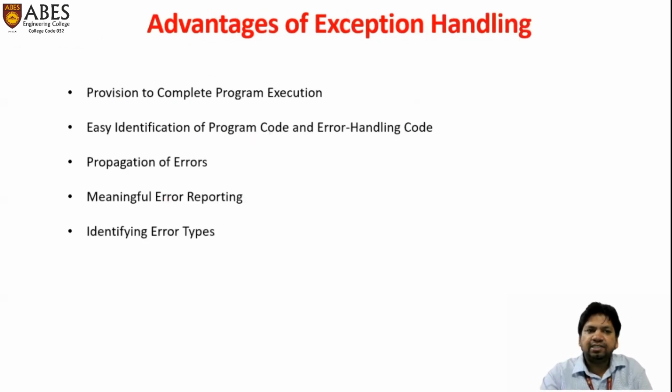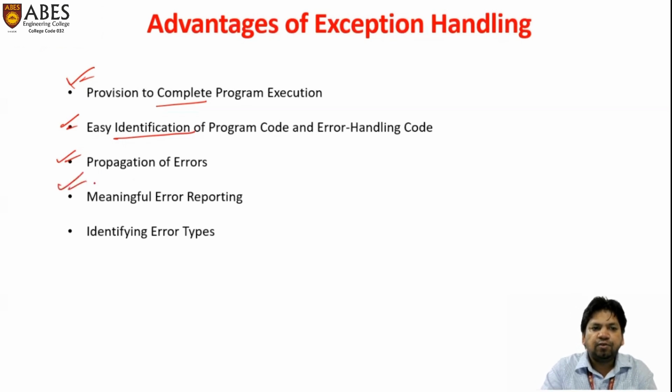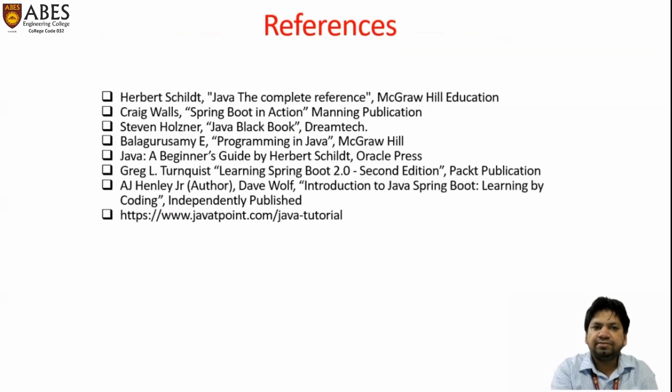Advantages of exception handling. The first thing is to complete the program execution. Second is easy identification of program code and error handling. Third is propagation of errors. Fourth is meaningful error reporting. And sixth is identifying the error type. Okay, these are some advantages of exception handling. These are some references I have discussed already.